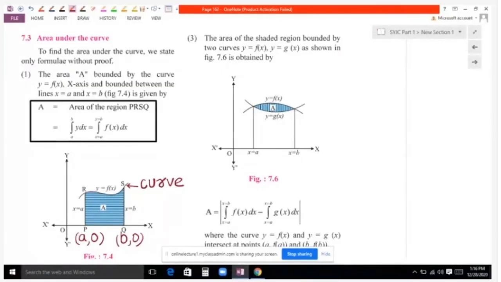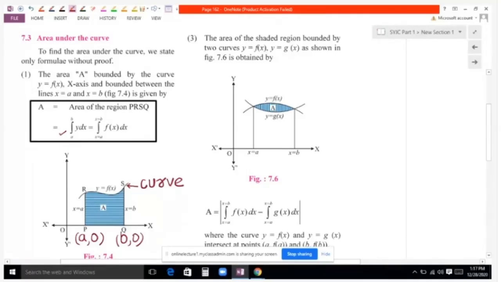Integral from a to b of y dx. Everyone understand what I am saying. The simple trick is, whenever you want to determine the area between the curve and the x-axis, listen carefully, remember that the opposite will always come in the formula. The y term, the opposite has to be played.